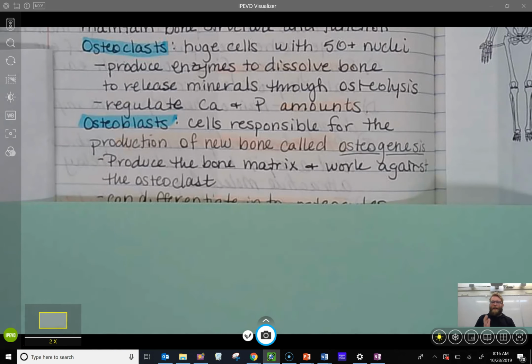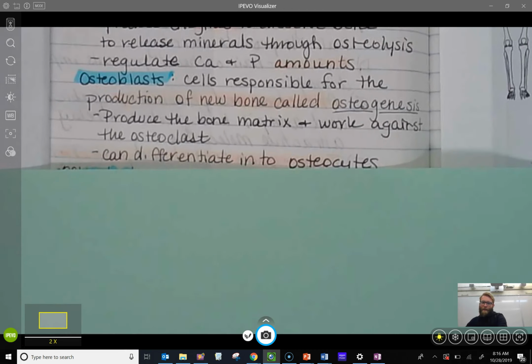Okay, so essentially, an osteoblast and osteoclast will work in tandem with each other, right? Osteoclast breaks stuff down while osteoblast builds stuff up. Okay, and so those can kind of separate and they carry out the major function.